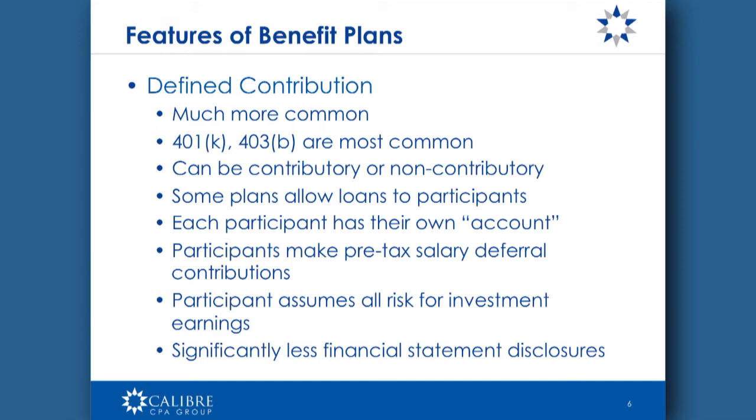So each participant in a defined contribution plan has their own account. You work for an employer that has 50 employees. In that plan, each of those 50 participants is tracked separately. Now, not necessarily their own investment account, but their own record-keeping account. So you know exactly how much they've contributed, what they're invested in, how much they've earned in their account, as opposed to the defined benefit plan where it's just a lump sum pool of money.